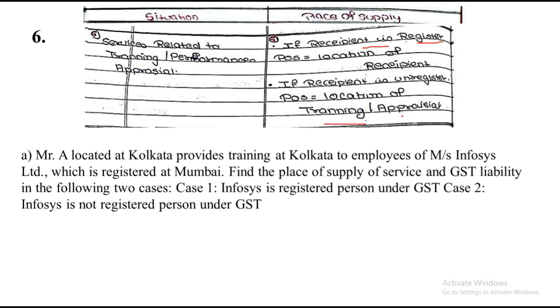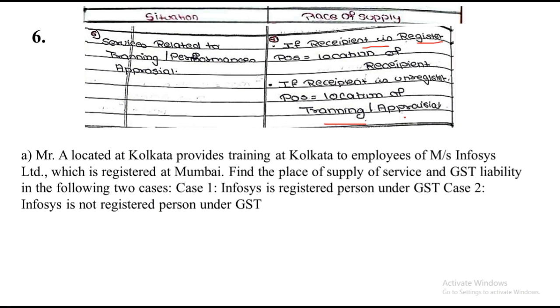So if your recipient is registered, not the supplier, okay, this is from the recipient point of view, his location will become your place of supply. And if he's not registered, then the place where the event is taking place will become your place of supply. Now to understand that, we have two examples.